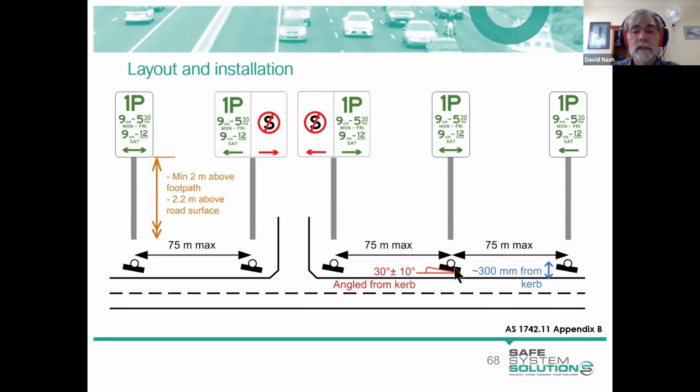And the other requirement is that the sign face should be angled around about 30 degrees, plus or minus a bit, from the line of the curb. That's so that they're facing towards the oncoming driver, although the driver's got to be travelling fairly slowly to be able to read and understand the sign. Because those things are written into the Australian Standard, again, compliance is important, because people are going to take every opportunity they can to challenge parking infringements.